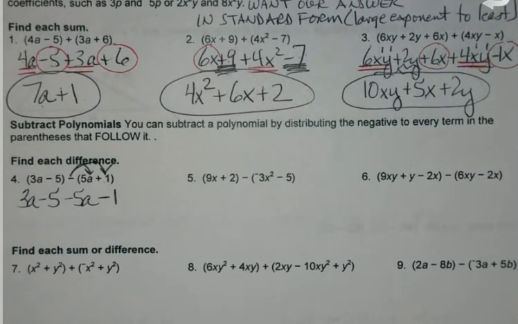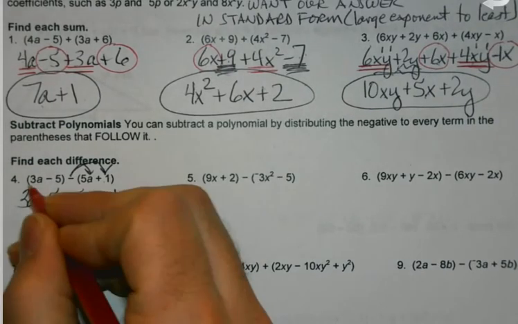Once I've done the distributing, now it's just like when I was doing the sums up above with the adding. Now I'm just going to combine like terms, but I do have to watch my signs.